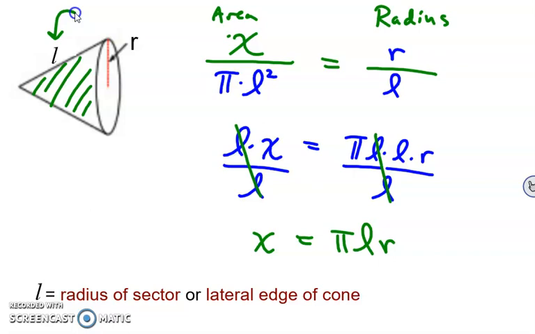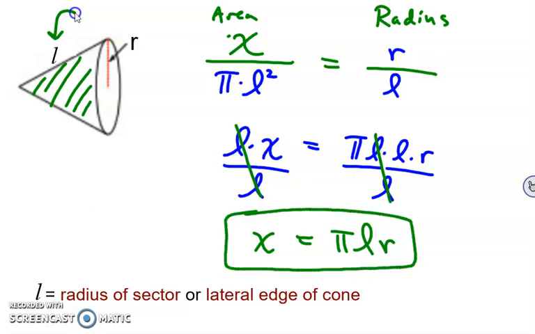And so that is actually the fastest way to get to the area of the sector, which is the lateral area of a cone.